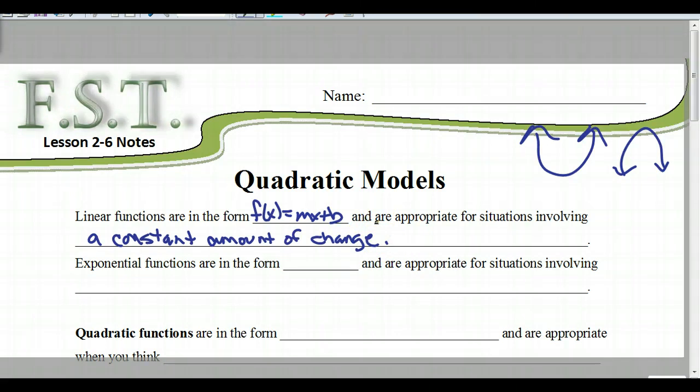Exponential functions are in the form of what? Do you guys remember that from yesterday? Yep, exactly. a b to the x. Okay? And they are appropriate for solving situations where you have a constant percent of change.